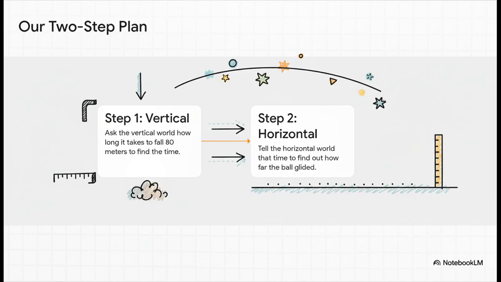Step one, we're only going to look at the vertical world. We'll ask it one question. Hey, how long does it take for something to fall 80 meters? That answer gives us the flight time. Step two, we take that time over to the horizontal world and use it to figure out how far the ball glided. Simple as that.